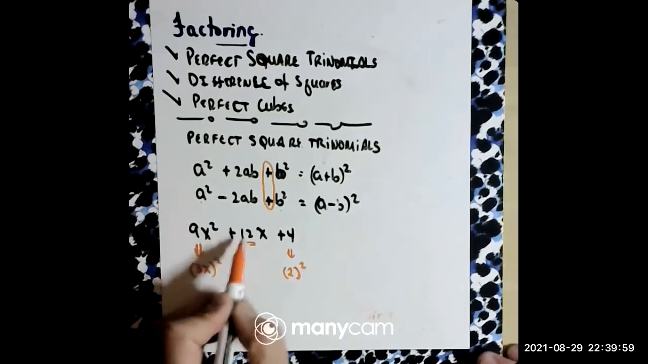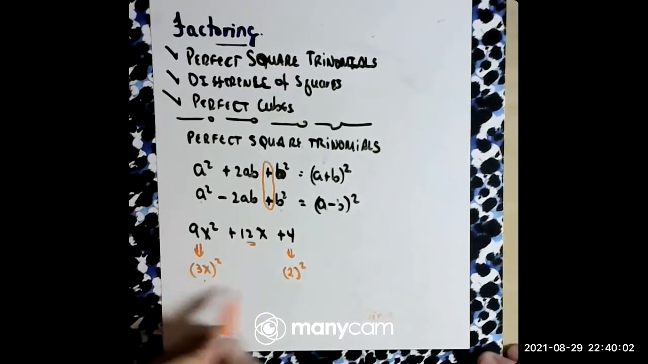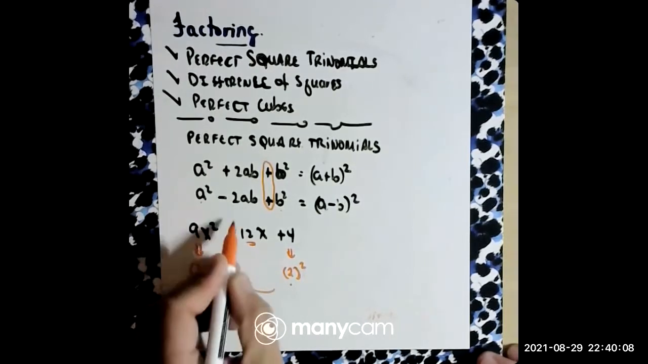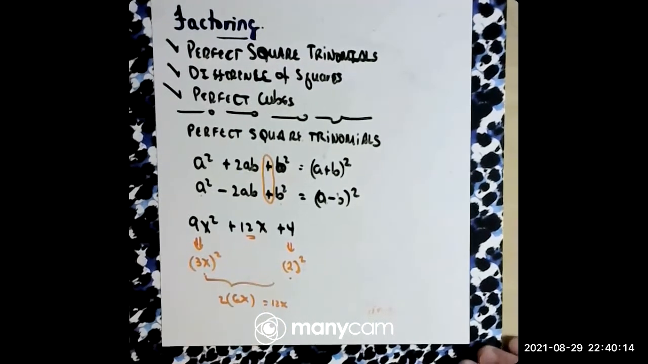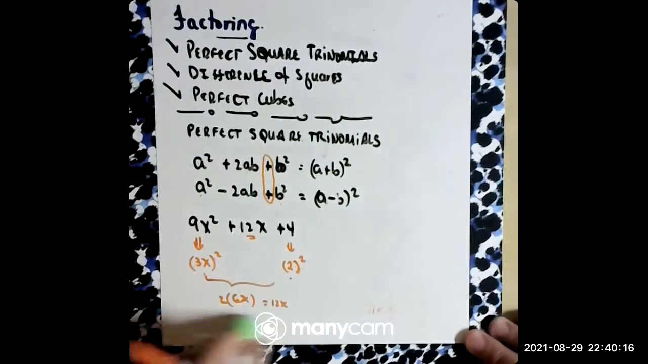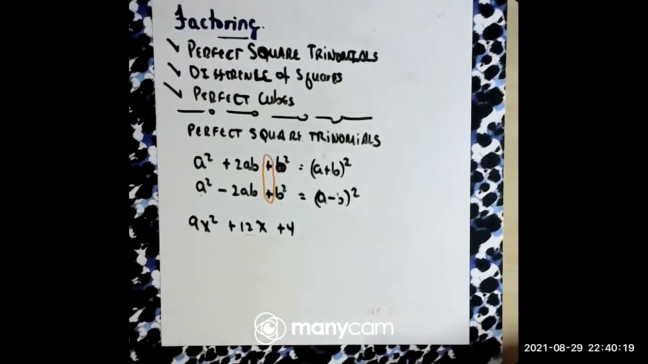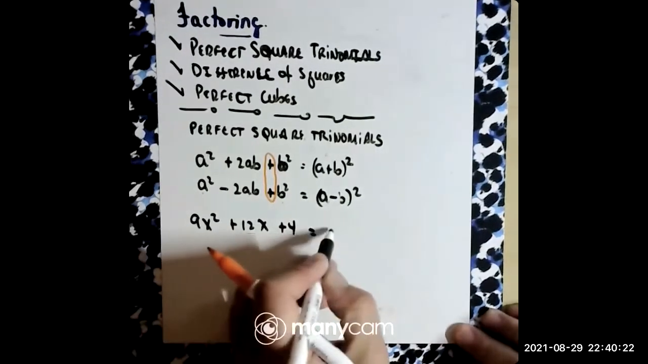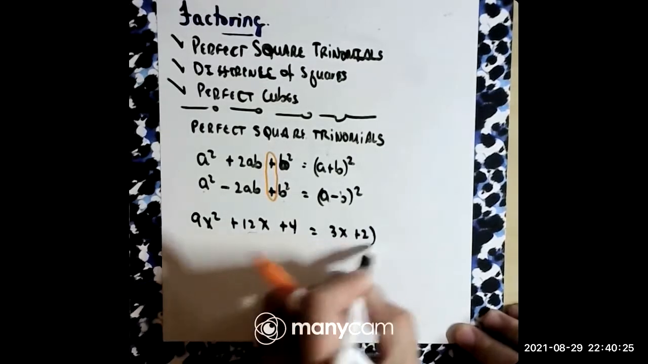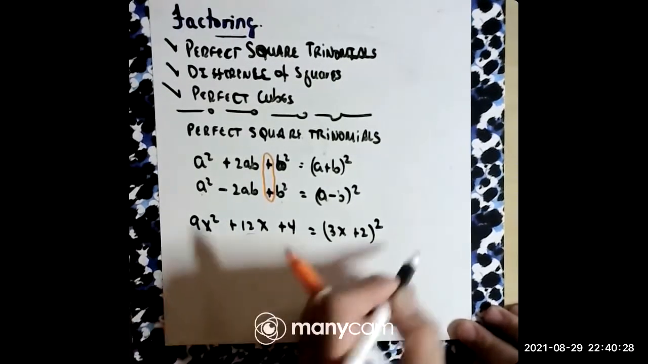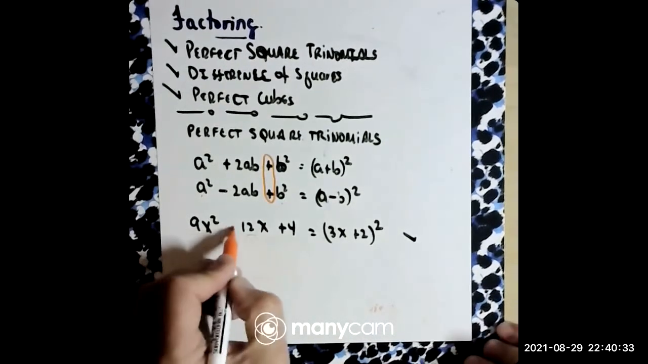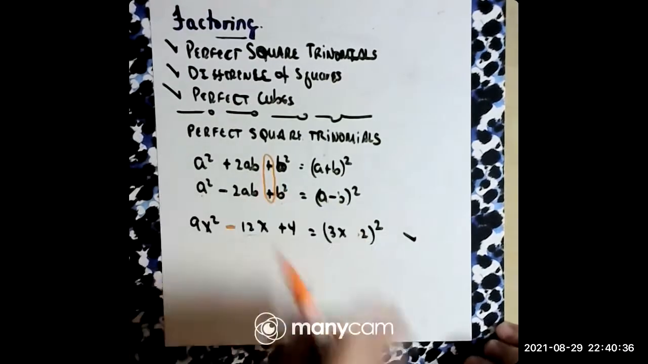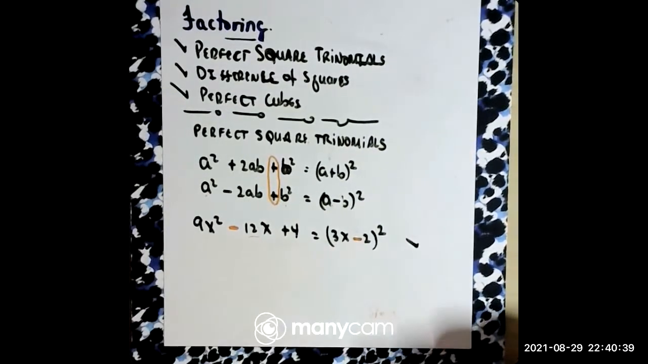The middle term should be plus twice AB. This is A, this is B. If I multiply 3 times 2, that will be 6x. Twice that will be 12x, which is exactly what we have in the middle. Therefore, this one passes the pattern of a perfect square trinomial, and it factors as 3x plus 2 squared. And we are done. Notice that if this was minus 12x, this would be 3x minus 2 squared, and the rule still applies.